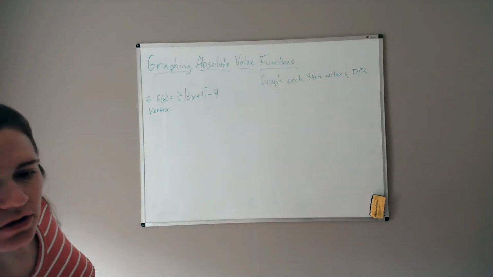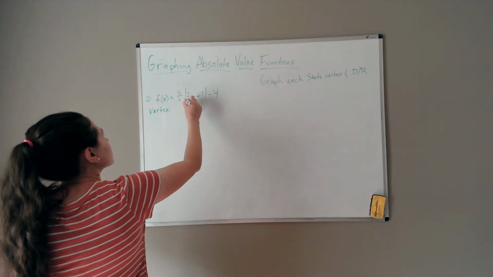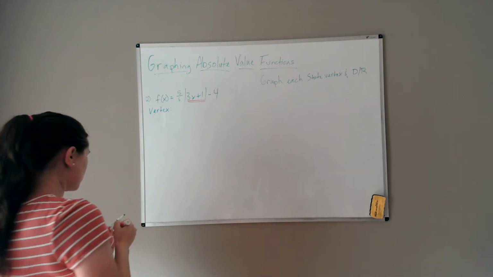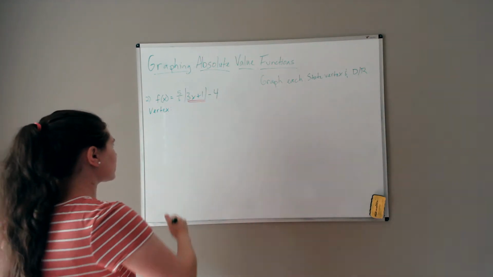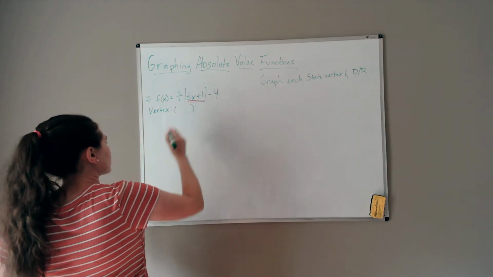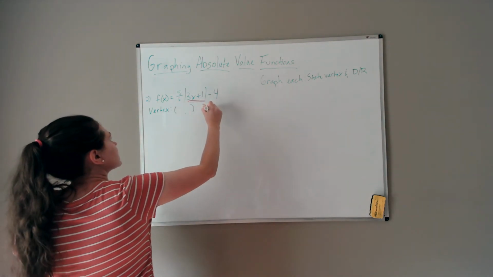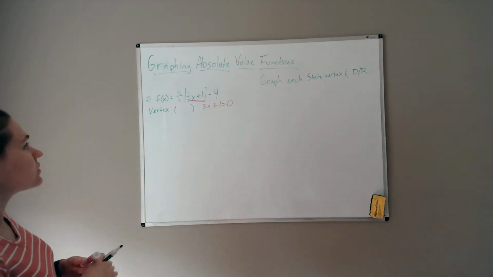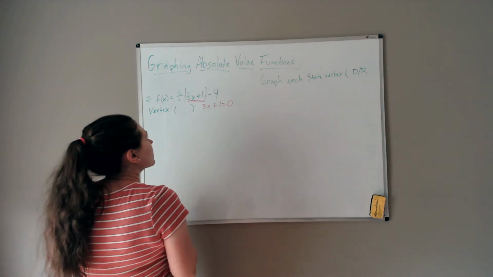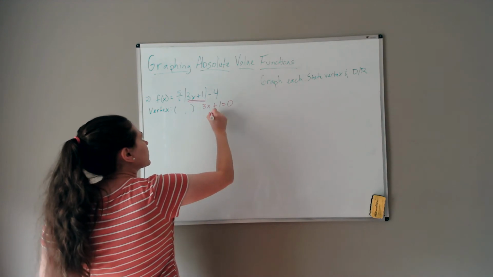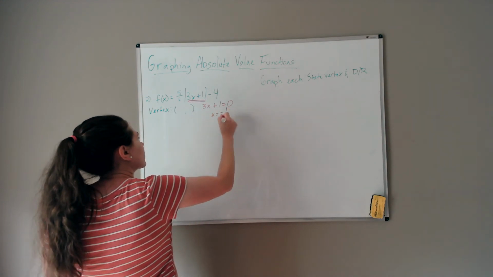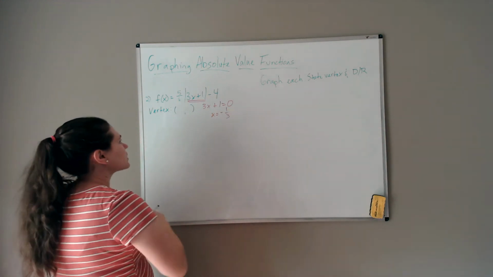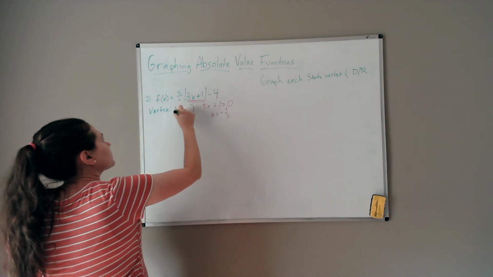So the vertex is going to be based on when does this evaluate to be 0. So whatever the x-coordinate is that makes 3x plus 1 equals 0, that is the x-coordinate of your vertex, because that's going to give you that unique point that we talked about. So if we take away 1 from both sides and divide by 3, we get x equals negative 1/3. So the x-coordinate of the vertex is negative 1/3.